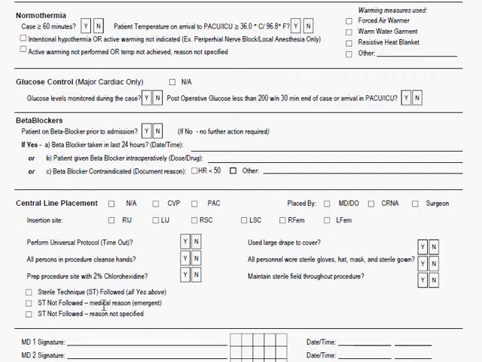The beta blocker section has been debated back and forth for a couple of years now, especially since the POISE data came out. But general consensus is if the patient has been on a beta blocker prior to coming in for surgery, then we would like to give one within the 24 hours of the perioperative period. So, patient on beta blocker prior to admission, yes, no. If no, you're done. Don't have to do anything else.